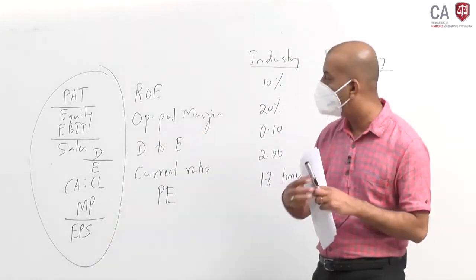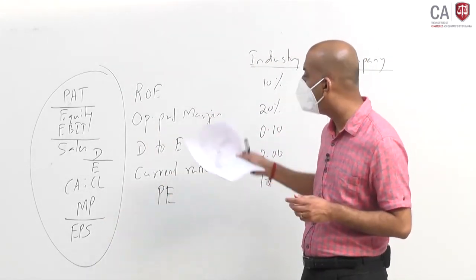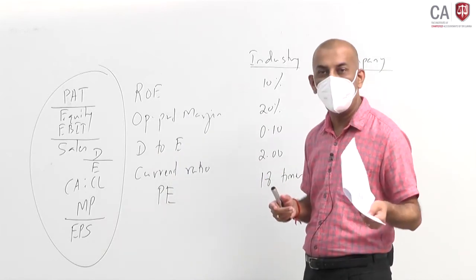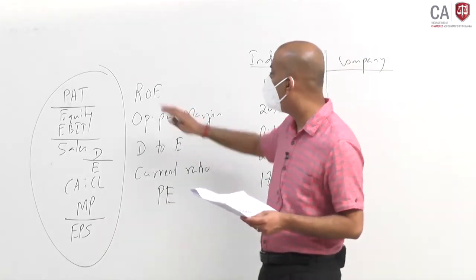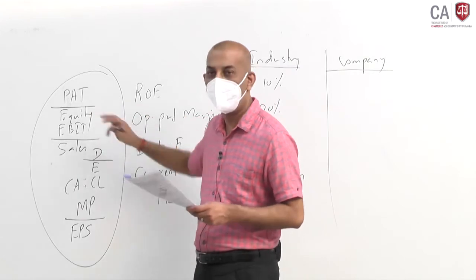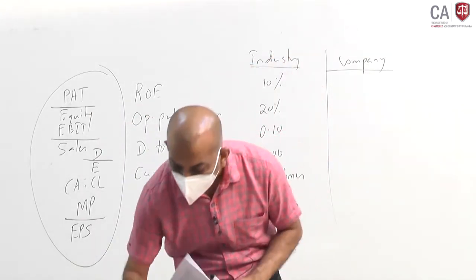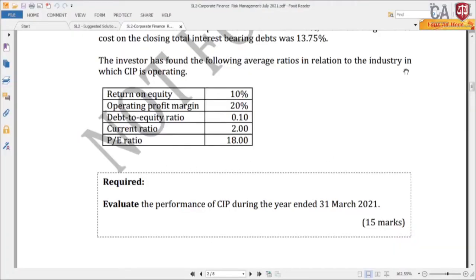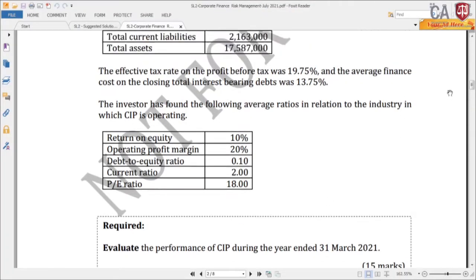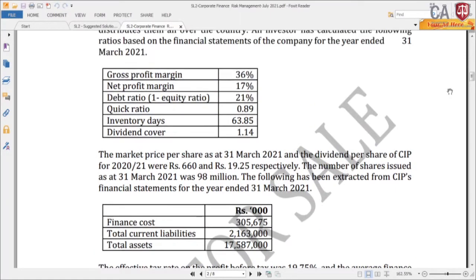Now you have to find out, in order to calculate each of these ratios, what information is available in the question. Return on equity needs profit after tax and equity. So just go through the information available: profit after tax and the equity. Do we have information about profit after tax? I don't think they have given the profit after tax anywhere.